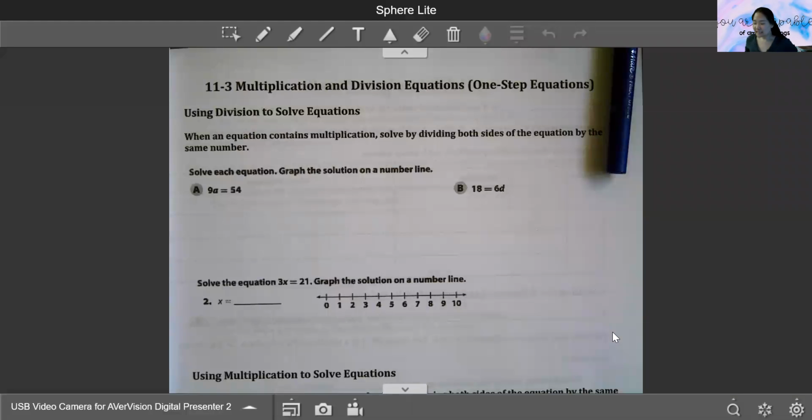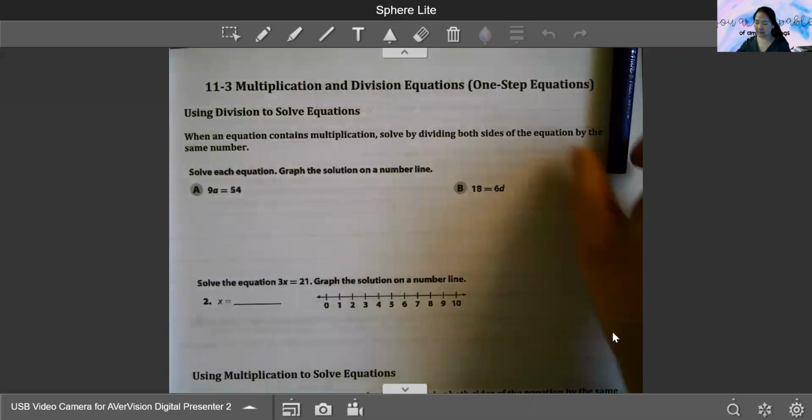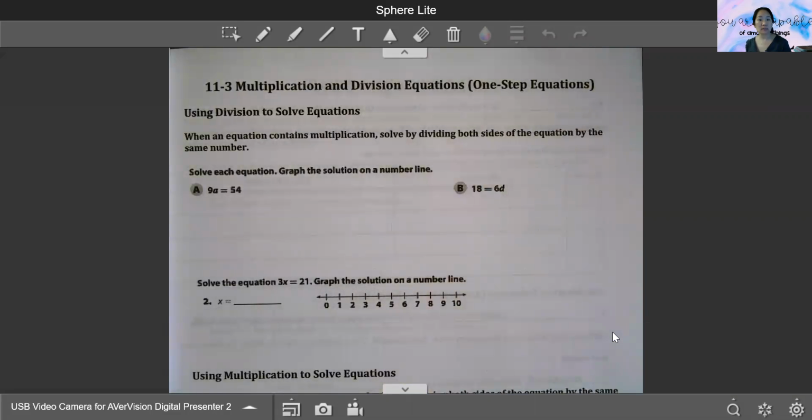Hi students, this note is on 11-3, multiplication and division equations. It's a one-step equation by multiplying or dividing. The way you solve these problems is exactly the same as solving one-step equations by addition and subtraction. The method is the same.